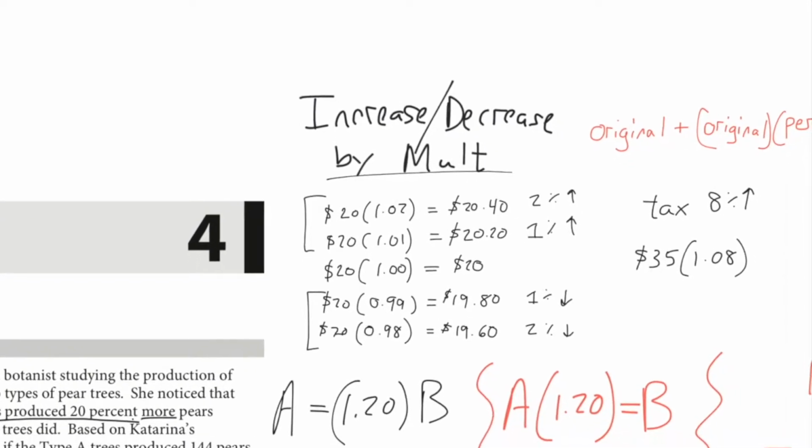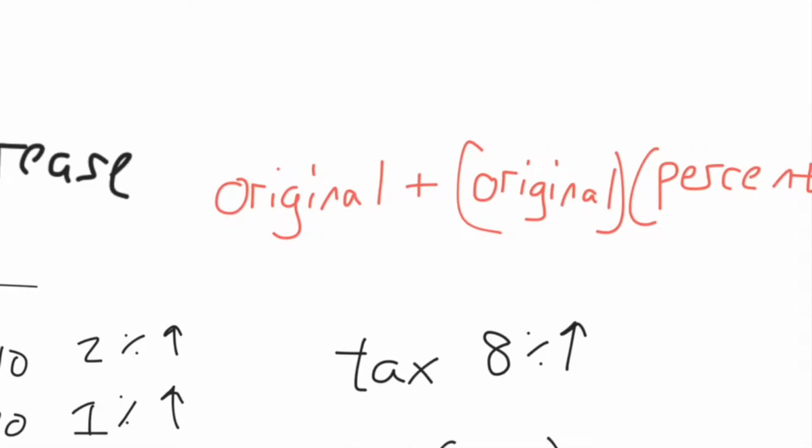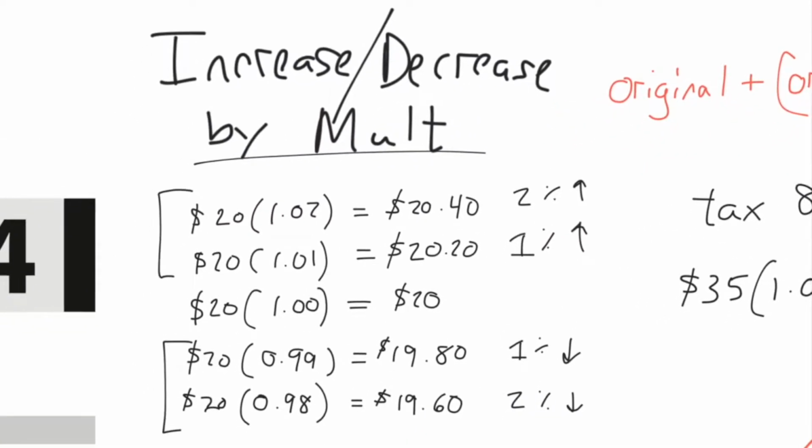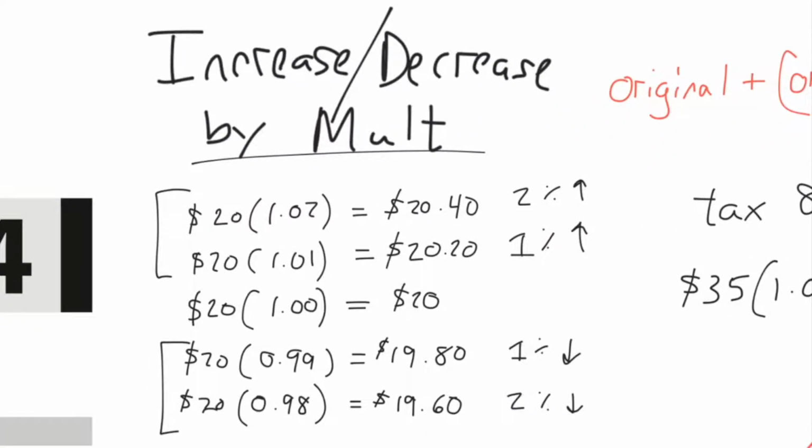ways of increasing or decreasing a number. The way that it's most often taught, if you want to increase something, you add it: the original times the percent increase. The method involves adding something to the original, and that's just not going to be very effective. It's better to think about increase and decrease by multiplication.